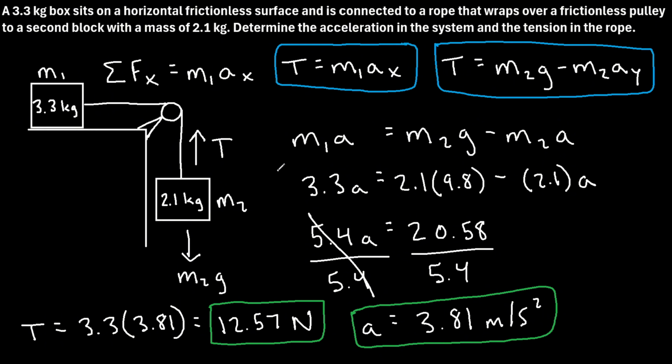So that's how you can solve that type of pulley problem. You just need to find the force in the x direction and the force in the y direction, and then write both of those equations in terms of T, the tension. And then once you have those two equations, it becomes very straightforward to solve for both the acceleration and the tension.